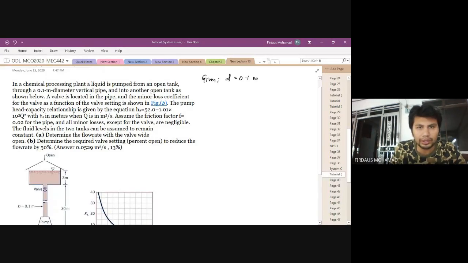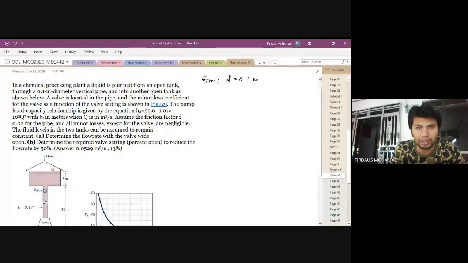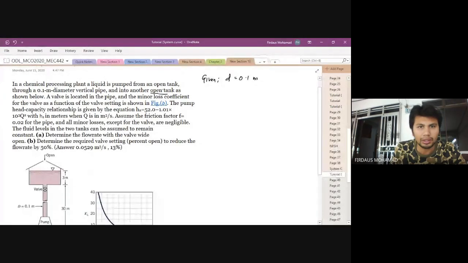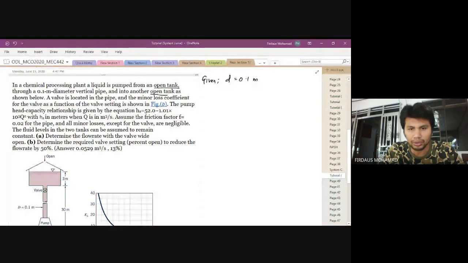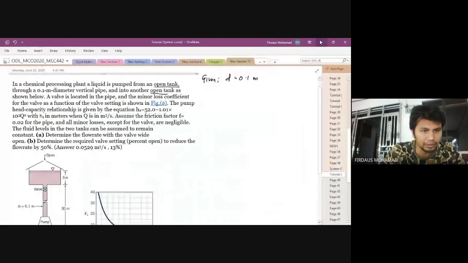So this is the important keyword, open tank. Open tank means that the pressure is exposed to the atmospheric pressure. So P1 equal to P2.